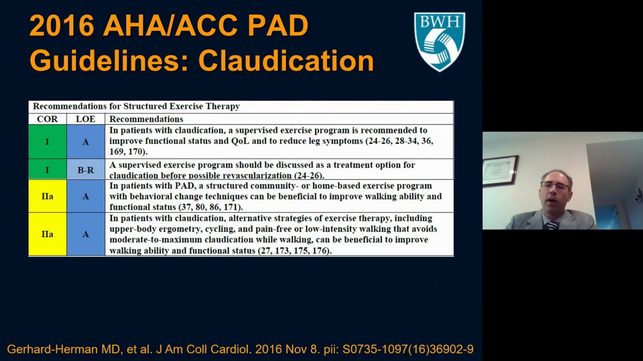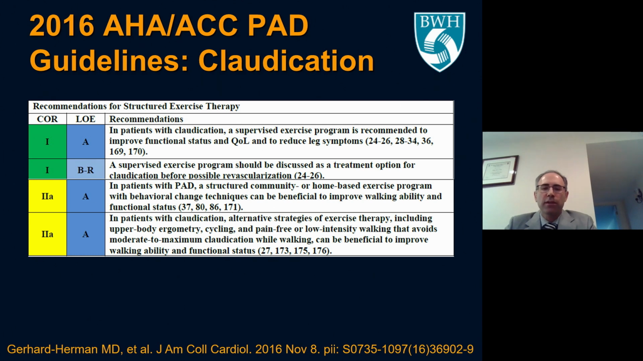What else can we do? Well, structured exercise therapy has had a renaissance as of late and is highly effective for improving functional status and quality of life. The question is, where do we do structured exercise? Well, some of our hospitals do have structured exercise programs for claudication. We have a program, but they're few and far between.